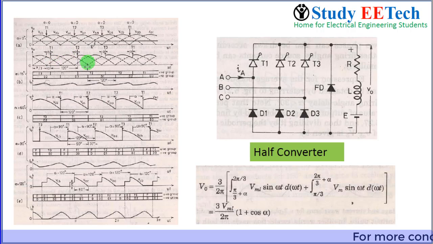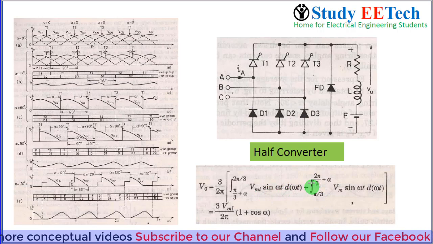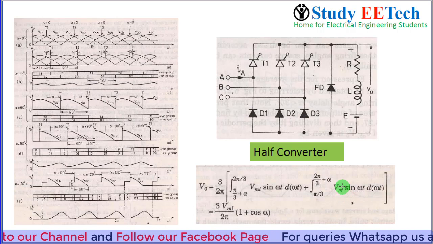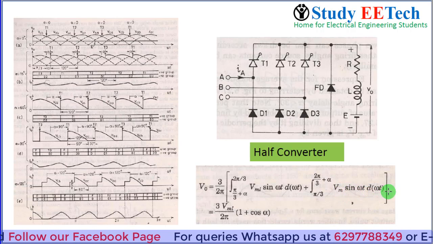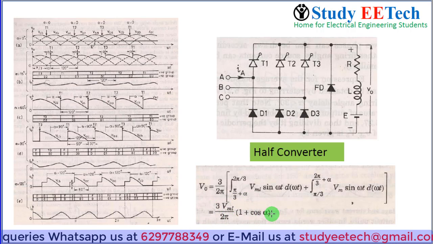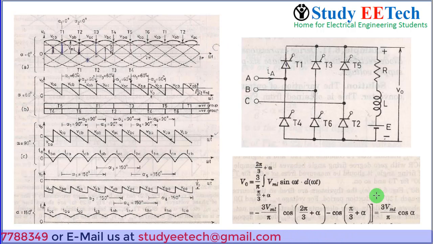It can be calculated from this waveform. From this point to this point one voltage, and from this point to this point another voltage. From pi by 3 plus alpha to 2 pi by 3 we get Vml sin omega t, and from pi by 3 to 2 pi by 3 plus alpha we get Vml, I think it should be Vml here, sin omega t d omega t, and this will come to be 3 Vml by 2 pi times (1 plus cos alpha).